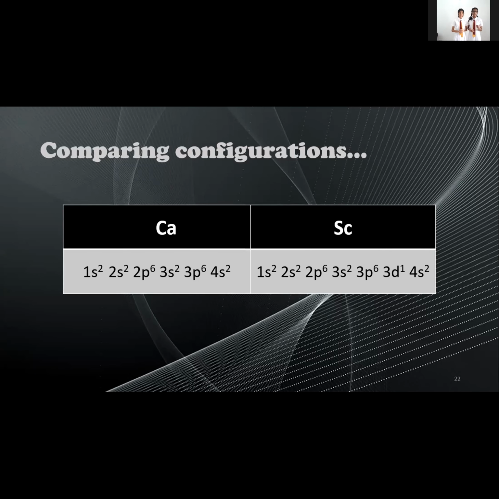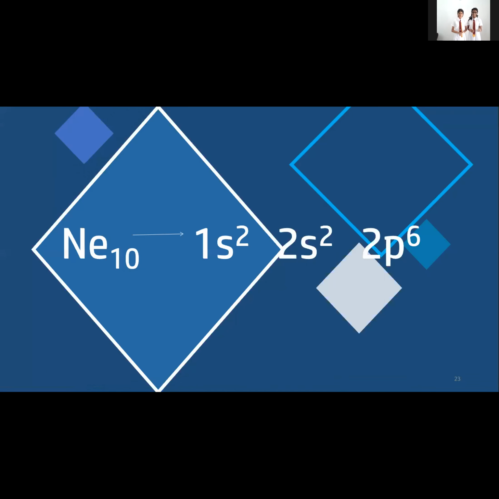The configuration of chromium is a special instance. There, the orbitals are half-filled with electrons. So, we see configurations are specifically arranged with half-filled orbitals.